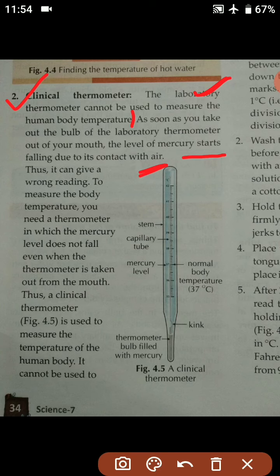So as it can give a wrong reading, this kind of laboratory thermometer is not used in measuring the human body temperature. To measure the body temperature, you need a thermometer in which the mercury level does not fall even when the thermometer is taken out from your mouth. Thus, a clinical thermometer is used to measure the temperature of the human body.